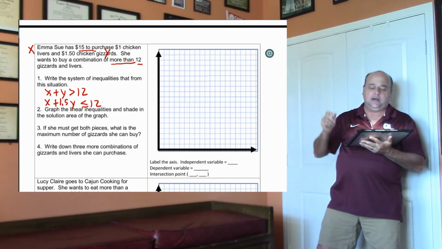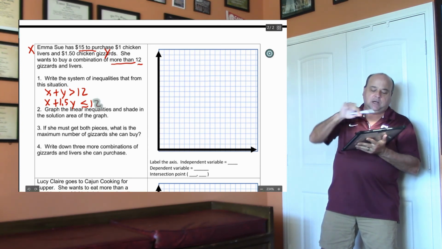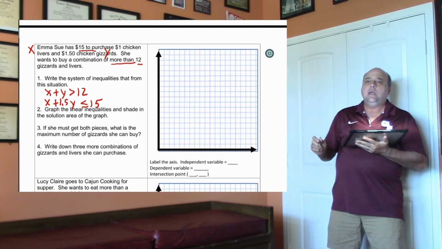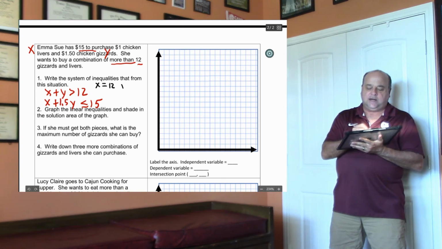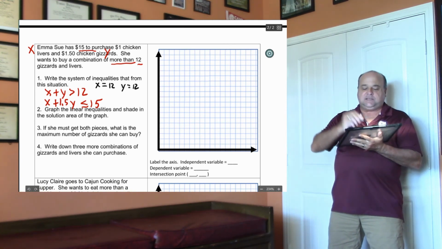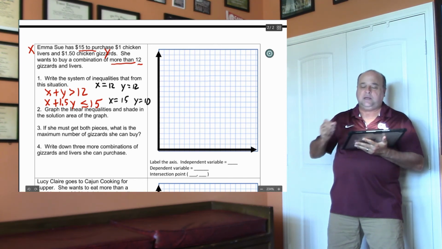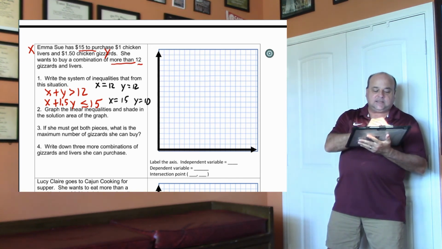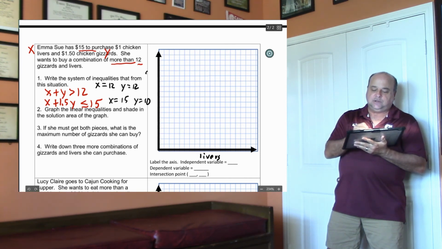Okay, now then let's get our intercepts. Is that right? Oh, sorry, it has $15. I'm sorry, she has $15. Oh, okay, now then, let's get our X and Y-intercepts. So our X-intercept and Y-intercept on the first line is 12 and 12. And on the second line, the X-intercept is going to be 15, but the Y-intercept will be 10. You got to do real small on this to get it in. And remember, our X-axis is livers, and our Y-axis is gizzards.